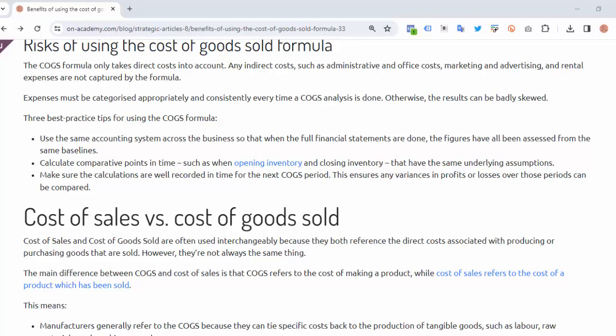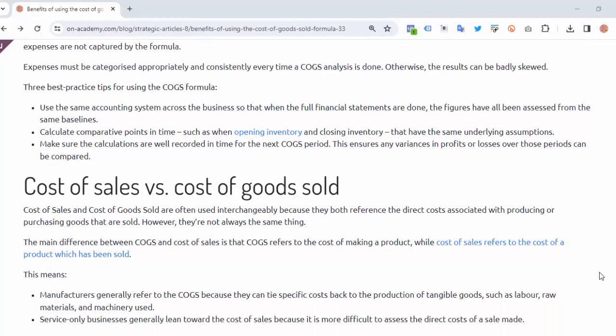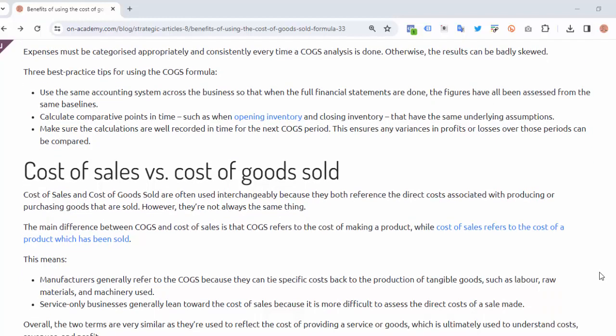Your 3 best practice tips for using the COGS formula. Use the same accounting system across the business so that when the full financial statements are done, the figures have all been assessed from the same baselines. Calculate comparative points in time, such as opening inventory and closing inventory, that have the same underlying assumptions. Make sure the calculations are well recorded in time for the next COGS period.